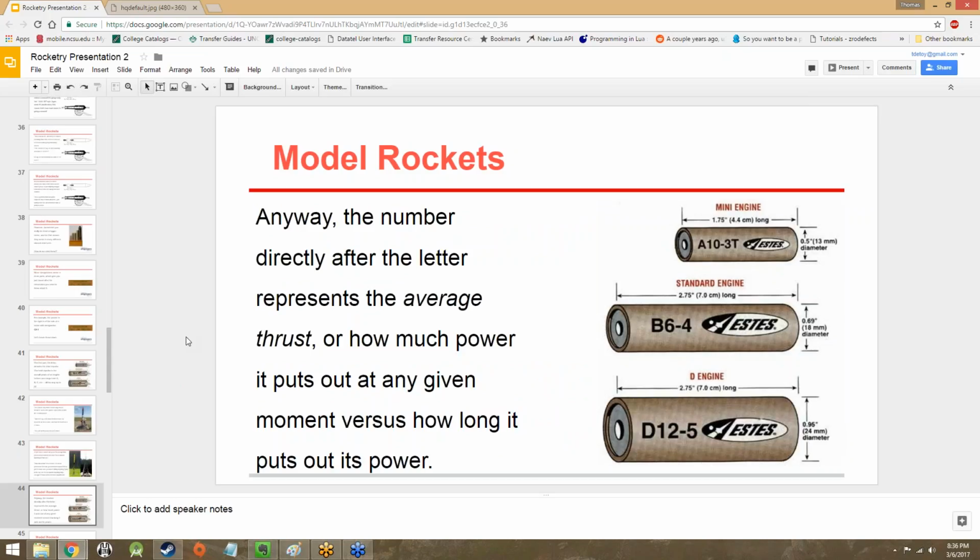So anyway, the letter denotes how big, in essence how powerful, the engine is. The number directly after the letter represents the average thrust, or how much power it puts out at any given moment versus how long it puts out power. So we've got, I guess, in essence, our gas tank, which is the letter?